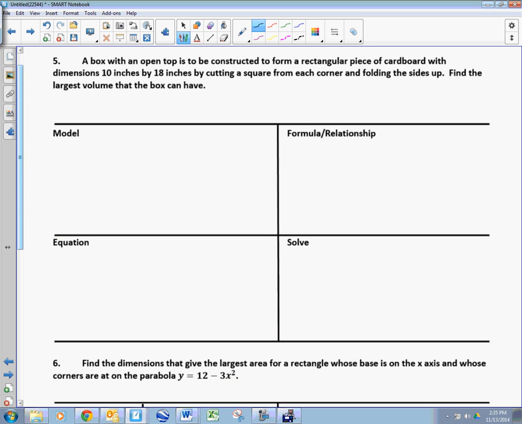A box with an open top is to be constructed from a rectangular piece of cardboard with dimensions 10 by 18. That's my piece of cardboard. What am I going to do to it? I'm going to destroy it by cutting what shapes? Corners off.